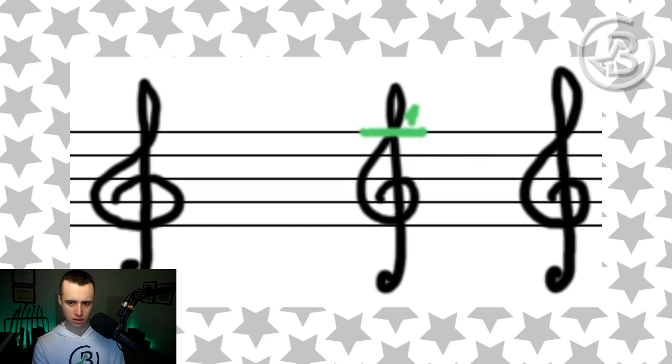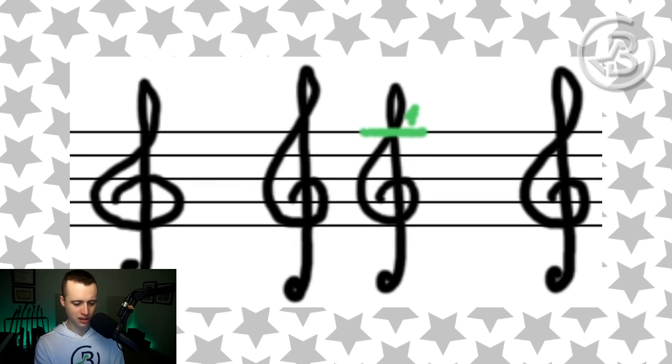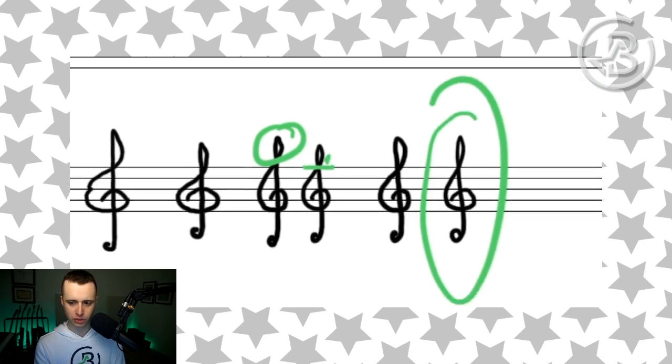So doing it more like this would be better. See, that curl happens above the staff. That's what we want to see. We want to make sure that this curl is above the staff, that little loop-de-loop.